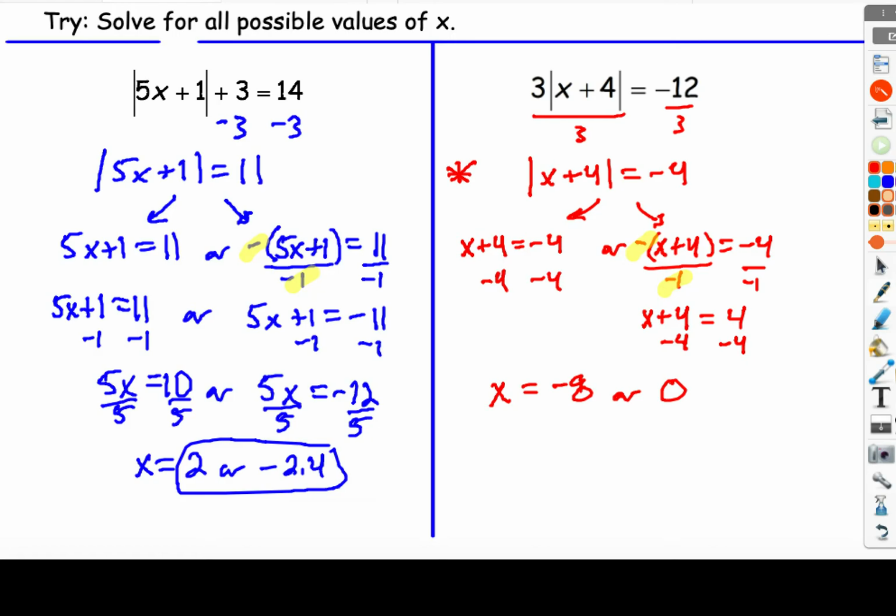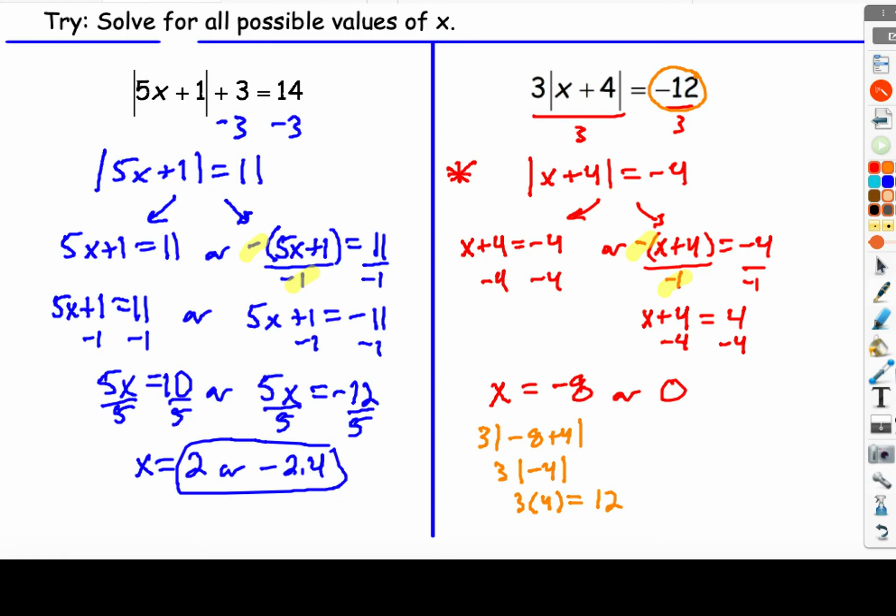If we take those numbers and plug them back in, you're going to notice something kind of funny happening. Again, I'm going to plug it back into the original equation. 3 times the absolute value of negative 8 plus 4. Well, that's 3 times negative 8 plus 4, which would have been negative 4. But its absolute value is positive 4. And we get 12. But the problem is we wanted negative 12. So negative 8 does not work.